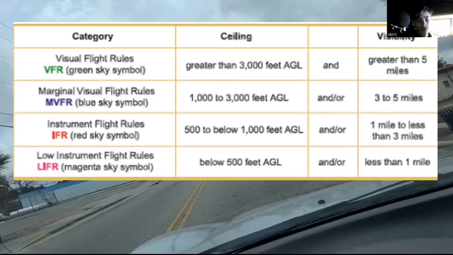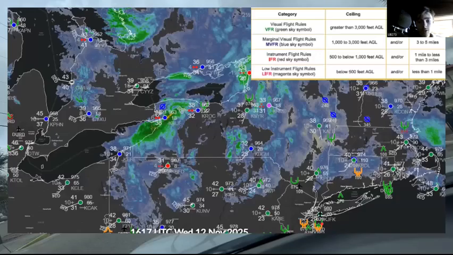Then the next category is blue, marginal visual flight rules. Then there's instrument flight rules, that's red. And then the worst visibility is low instrument flight rules, if it's pink or magenta. So you can see what those different values are here. You want to know what these different levels are, so you can see this on this map.